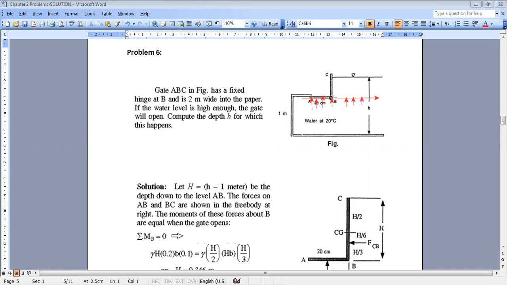Just I want to tell you that the pressure here is equal to the pressure here, okay? And I can calculate the pressure here by saying that it's just gamma times big H, okay? So we will continue in the second session.